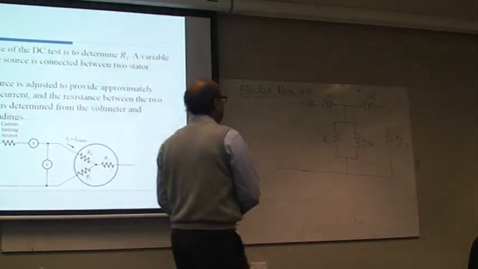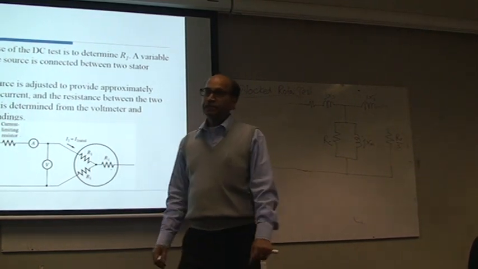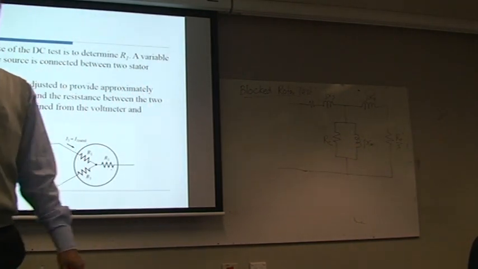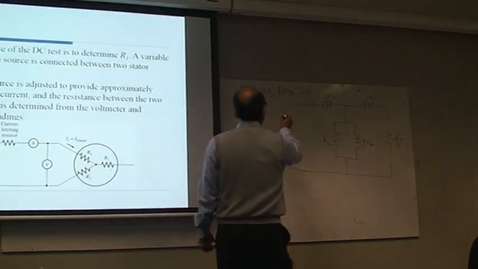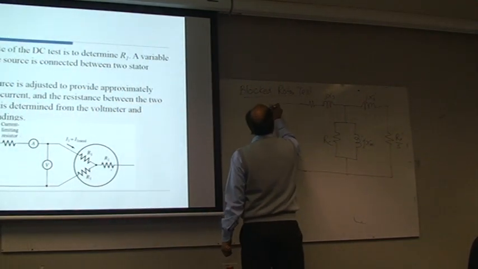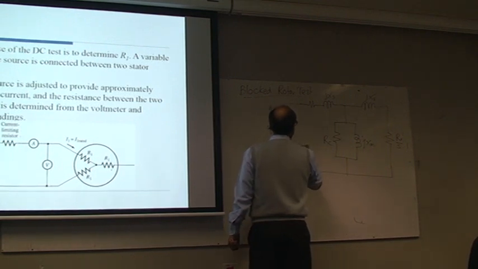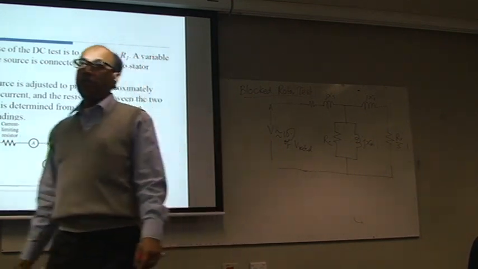Now if the motor doesn't rotate, what do you expect the current to be? Current will be too high, isn't it? So you cannot apply rated voltage. So you give a very small voltage, okay? How much? Around 10% of the rated voltage.